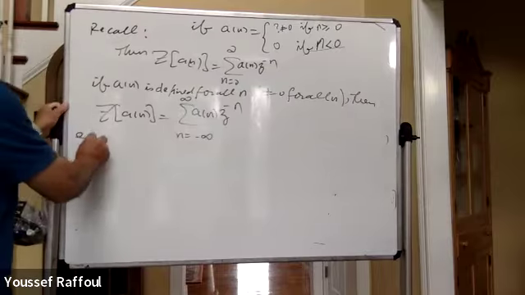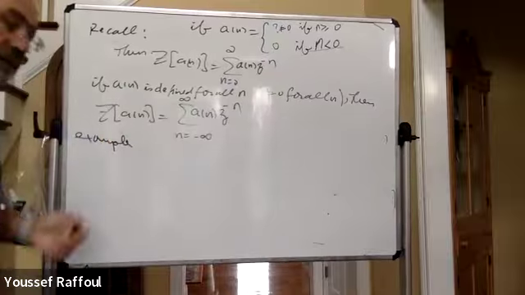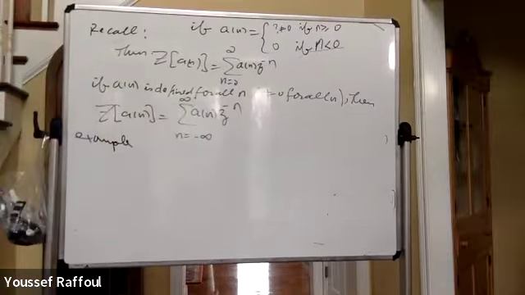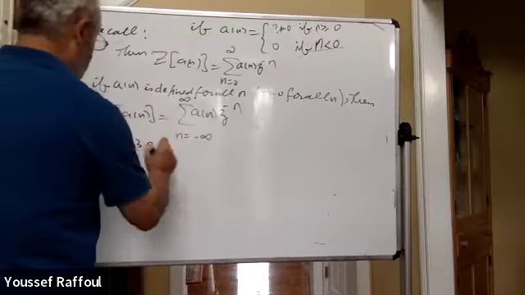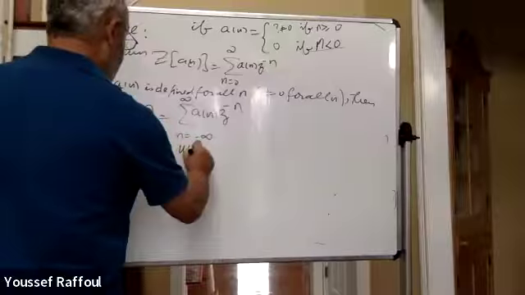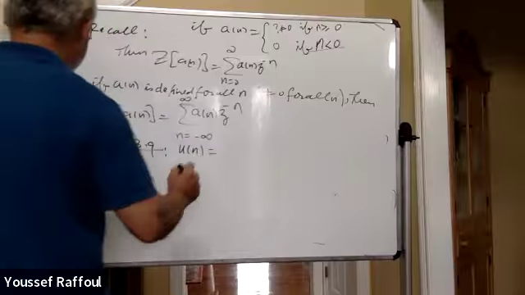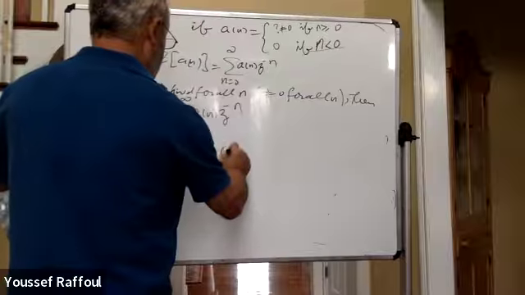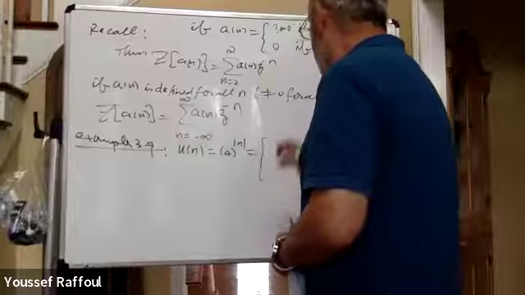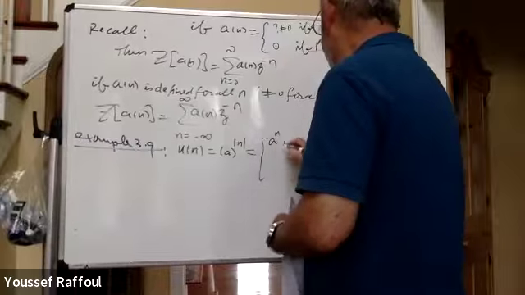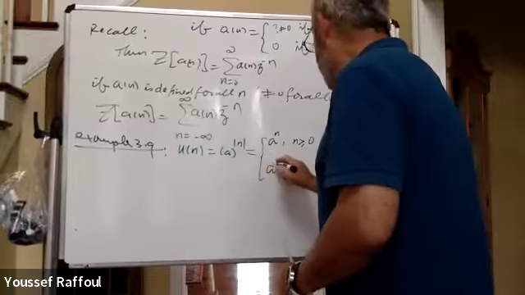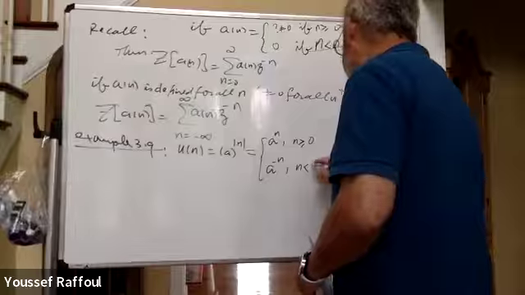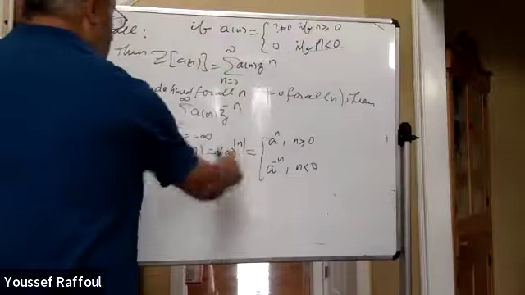So here is an example, and that example is in the book. That is example 3.9. Suppose we have u_n equal to a^n if n is bigger or equal to 0, and it is a^(-n) if n is less than 0. That's the absolute value of n.